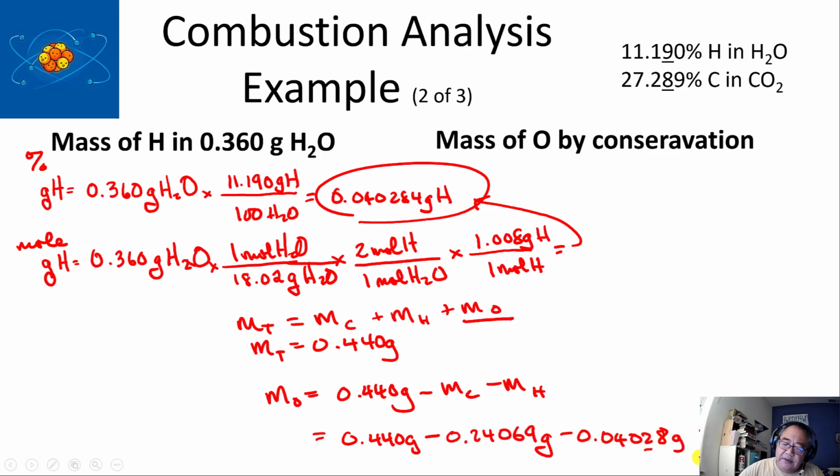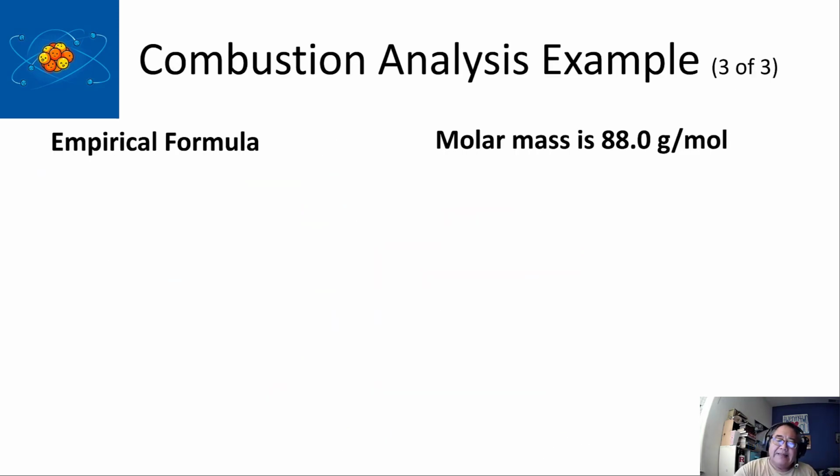Okay, so those are the numbers, and then when you do the calculation, you get 0.15902 grams of oxygen. Okay, so the last bit, all right, this is the last bit we needed to get to the empirical formula. Now we have the carbon, hydrogen, and oxygen masses. We can set up the empirical formula, so I'll write those values in.